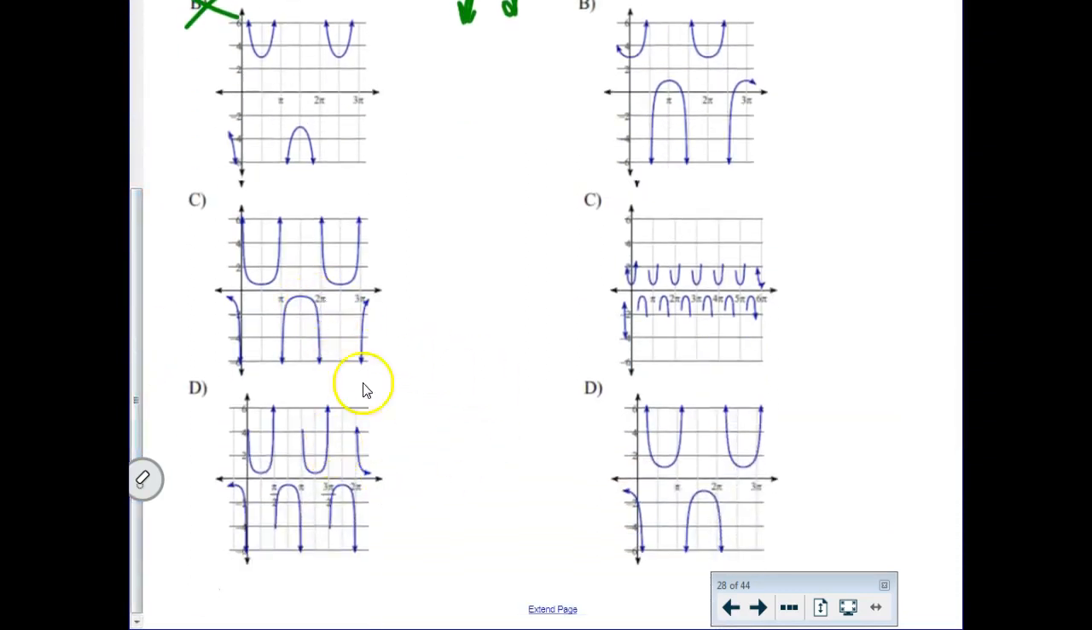Okay, so it's either C or D. Which one has a period of pi that you just calculated? So it goes through 2 horseshoes to be a full cycle. So that would be this guy right here.